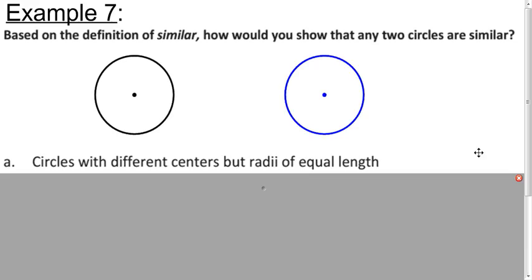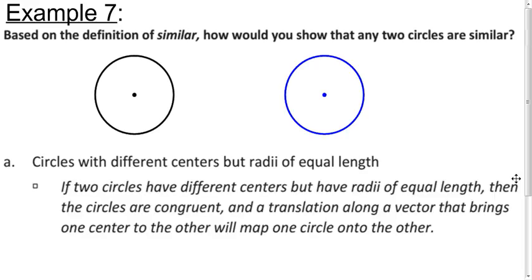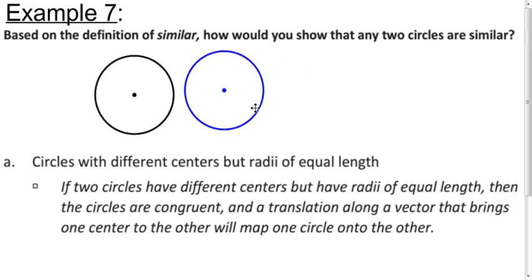So how do we show that circles are similar to each other? So a few different cases. What if there are different centers, but the radii are the same length? How can we map one circle onto the other? Think about that. There's multiple possibilities, but one straightforward way is to do a translation along a vector that will take one center onto the other. And that shows that the circles are similar, because a translation is a similarity transformation.